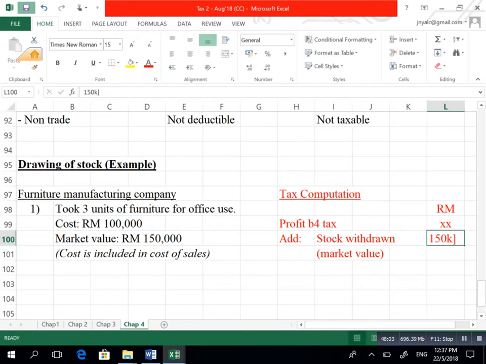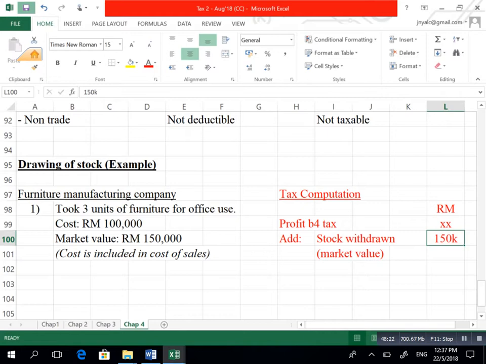The cost that is already included in the cost of sales, right? No need to do any adjustment, because now I charge you income already, right? Then definitely your cost will also be deductible, already included in the cost of sales. No need to do anything. Okay, another example.